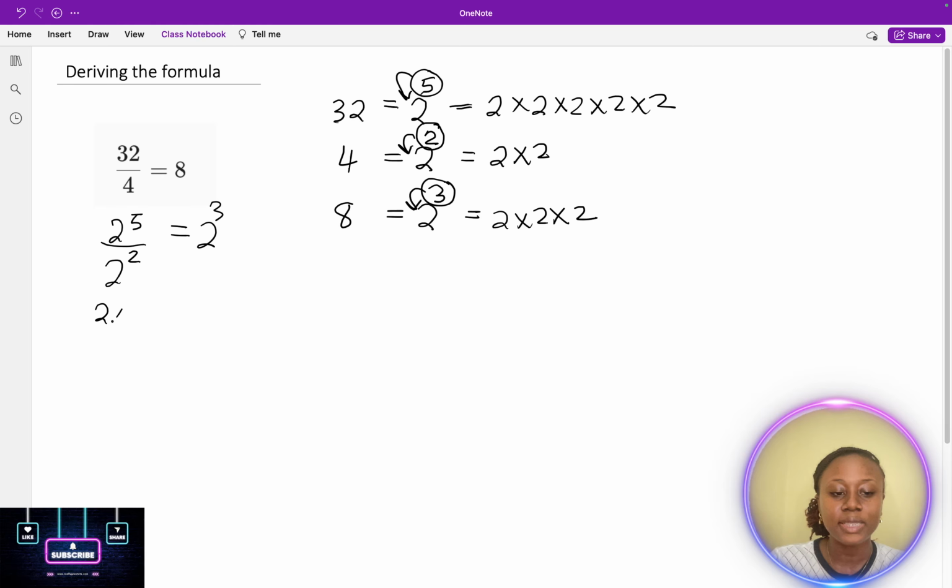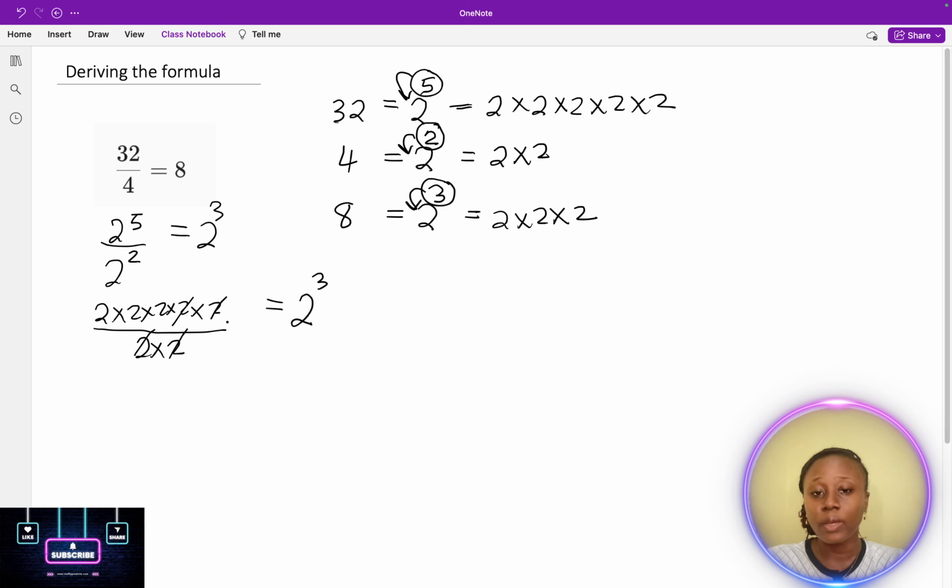Alright, if we write this in expanded form, we're going to have 5 2's, and we divide that by 2 2's, and we can simply cancel a 2 in the denominator with a 2 in the numerator, and a 2 in the denominator with a 2 in the numerator, and that would give us 2 to the 3rd power. By the way, guys, please be reminded that you can only cancel between a numerator and a denominator. We cannot cancel 2 numerators or 2 denominators.